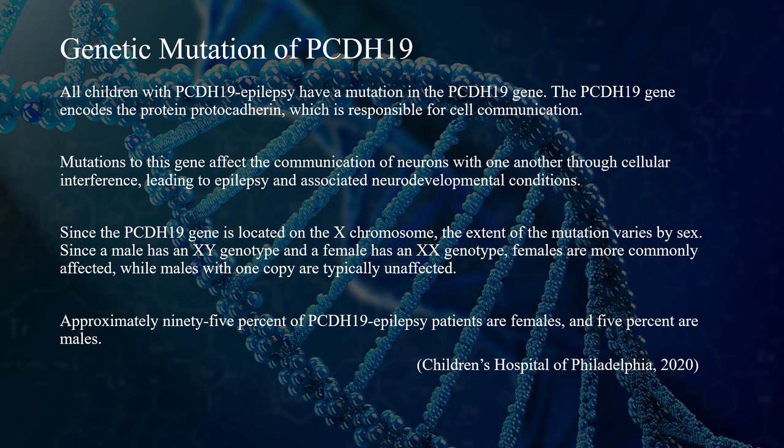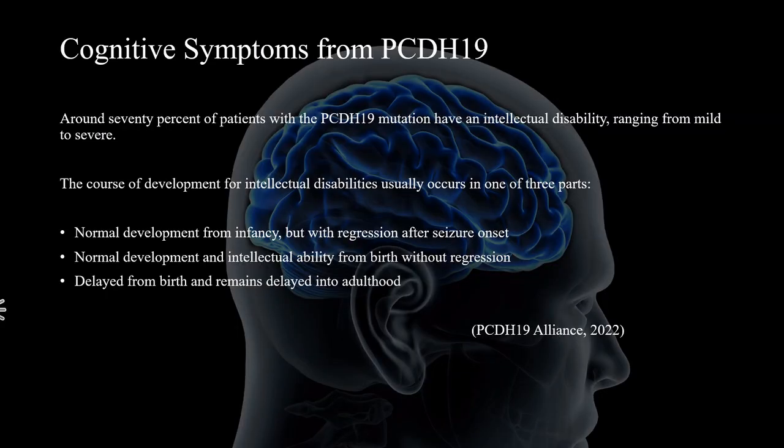Since the PCDH19 gene is located on the X chromosome, the extent of the mutation varies by sex. Since a male has an XY genotype and a female has an XX genotype, females are more commonly affected, while males with one copy are typically unaffected. Approximately 95% of PCDH19 epilepsy patients are females and 5% are males. Around 70% of patients with the PCDH19 mutation have an intellectual disability ranging from mild to severe.